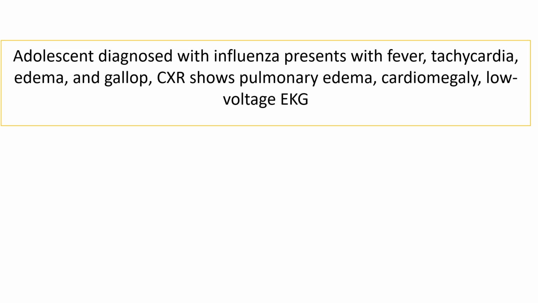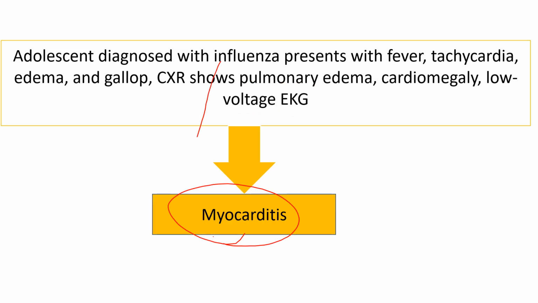An adolescent diagnosed with influenza presents with fever, tachycardia, edema, and gallop. Chest X-ray shows pulmonary edema, cardiomegaly, and low voltage EKG. What is the most likely diagnosis? Myocarditis. Influenza can complicate with myocarditis.